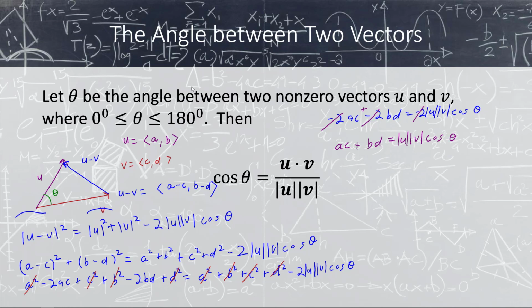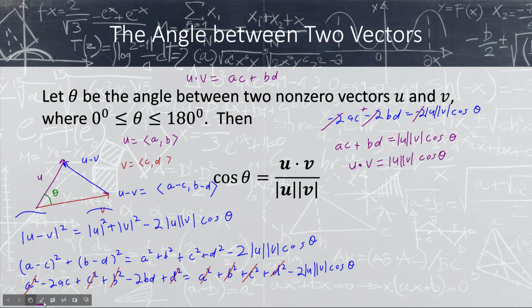Now remember that u dot v is going to be equal to the product of their first components, a times c, plus the product of their second components, b times d. Well, if that's the case, then look what this is. This actually is the definition of the dot product of the vector u and the vector v, and that is equal to the magnitude of u times the magnitude of v times cosine theta.